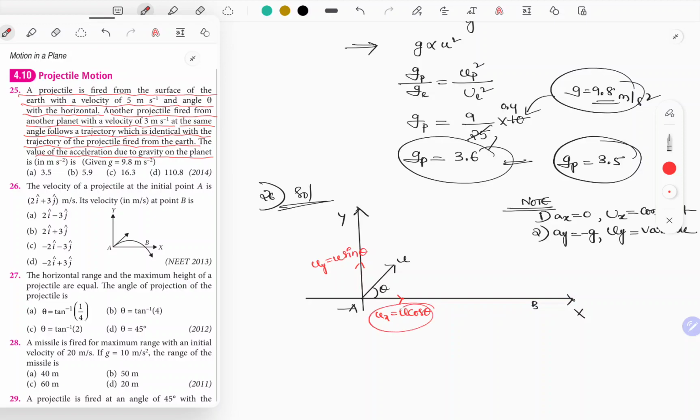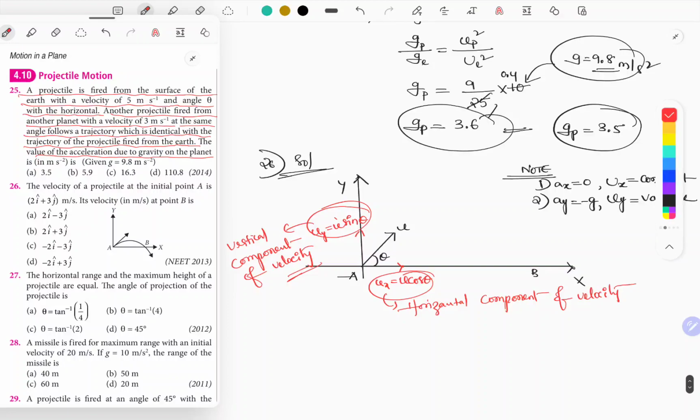Here ux is the horizontal component of velocity, whereas uy is the vertical component of velocity. So which velocity changes? Definitely the vertical component of velocity changes. That is the reason the object will undergo a parabolic path like this.